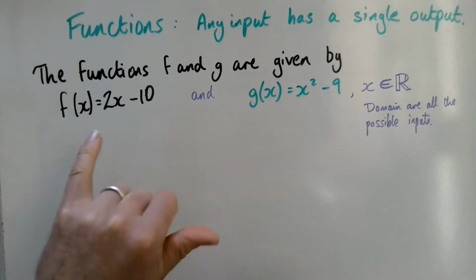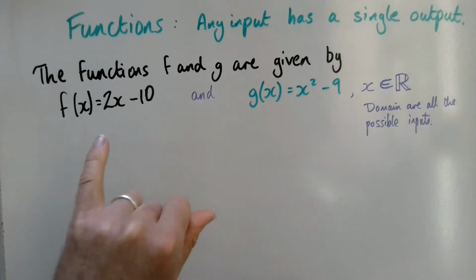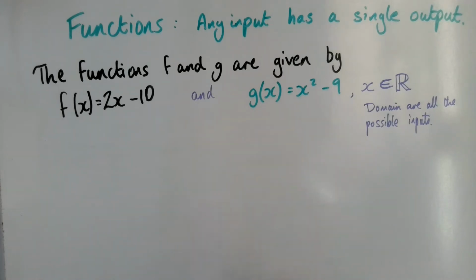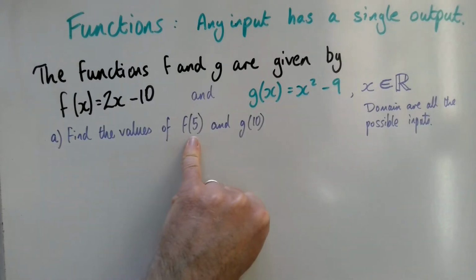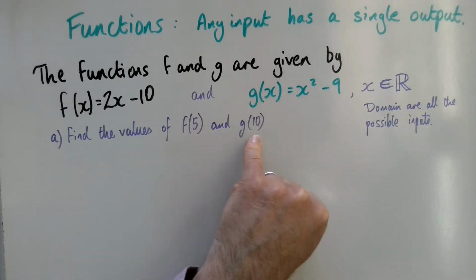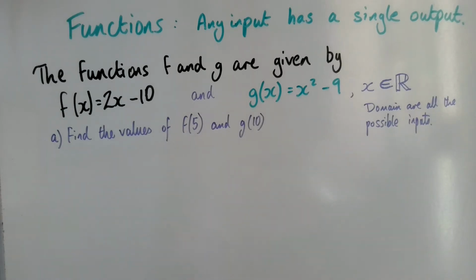So off we go. First thing to do, we've got two functions, and the first thing we're going to ask for is this. Right, finding the values of 5 for f and 10 for g. Pause the video, give it a go.